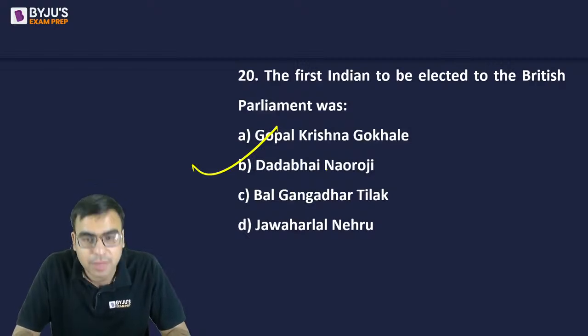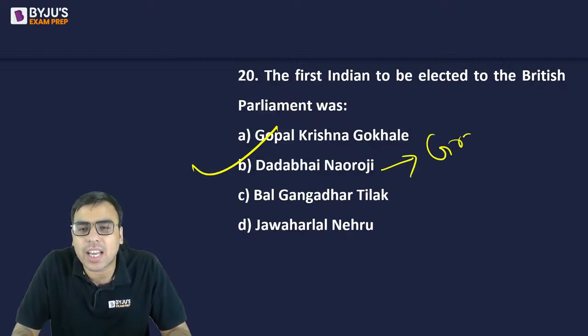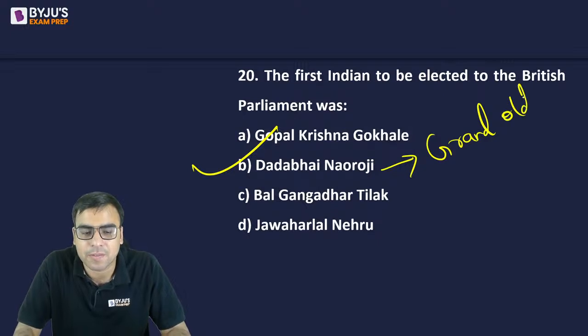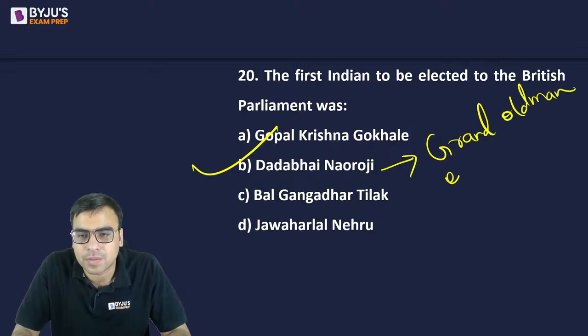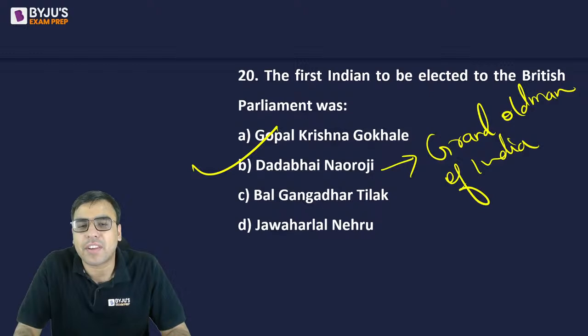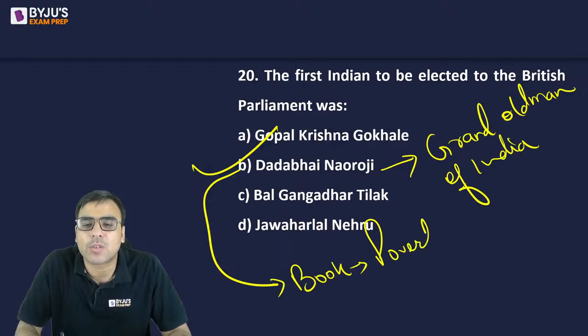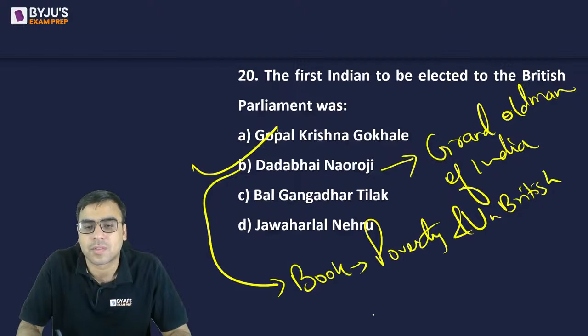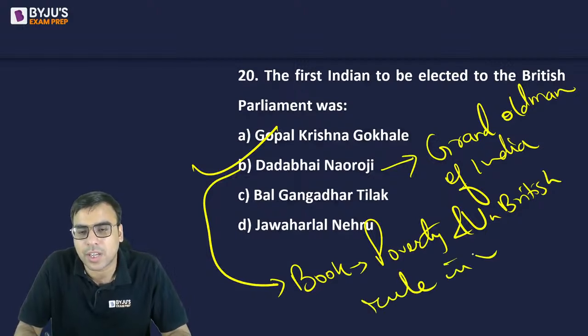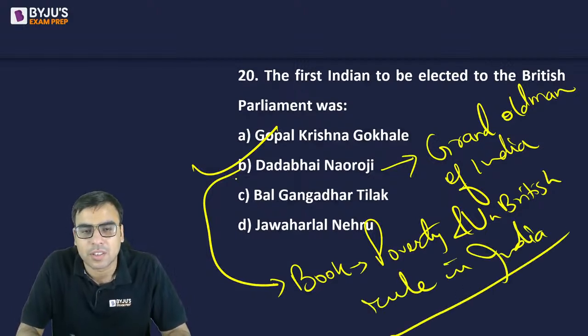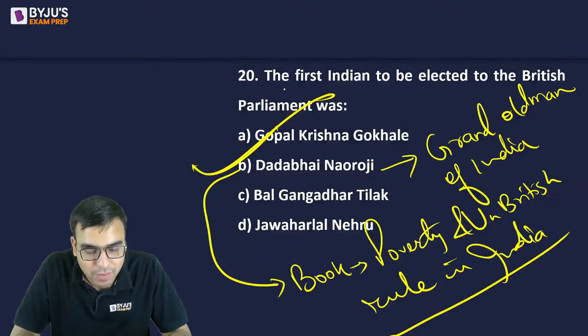Yes, Shivani Mishra, you are right. And he is famously known as Grand Old Man of India. And he has written a very famous book also, which is asked in many exams, Poverty and Un-British Rule in India. Okay, so this is what you should be knowing. B is the right answer. Yes, Bhanu Agarwal, Anandi, you all are right.